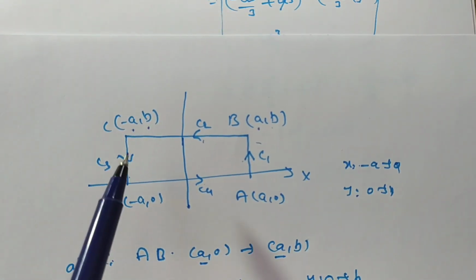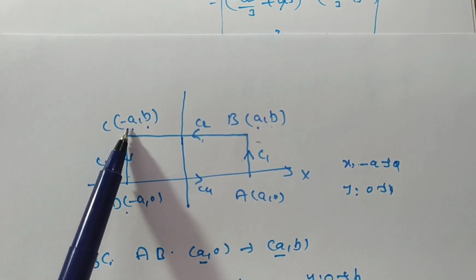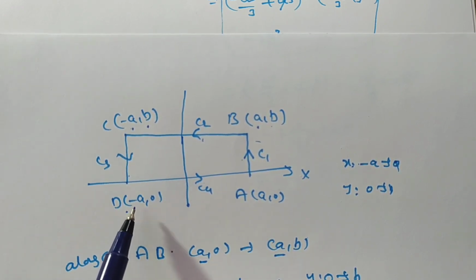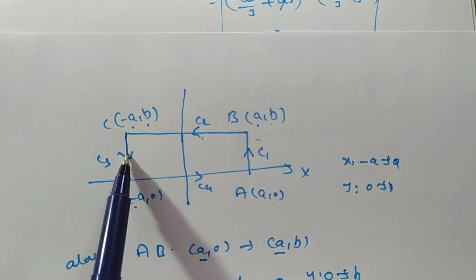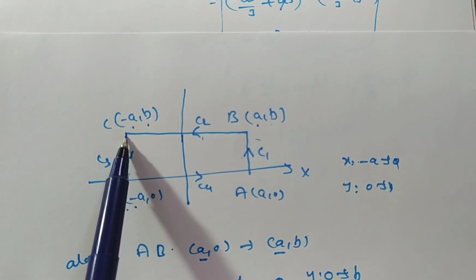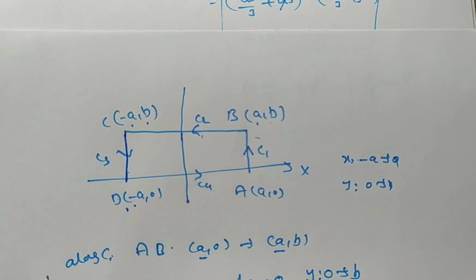C3 is from (-a, b) to (-a, 0). What is the x value here? Minus a. Here also you have minus a. So the x value doesn't change. This is parallel to the y-axis, which means x is equal to minus a, and y is moving from b to 0, right?